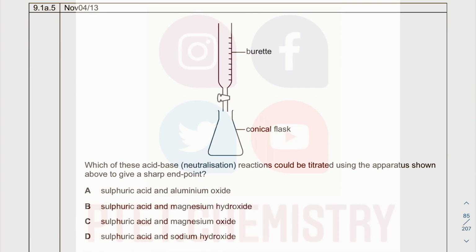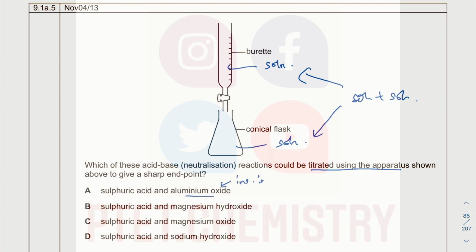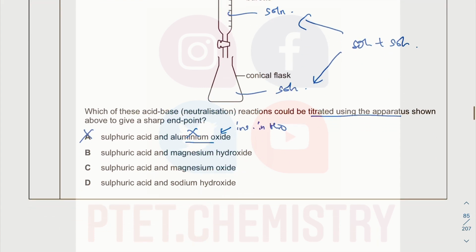So this is saying which of these neutralizations could be titrated using the apparatus. So this has to be a solution. This has to be a solution. So we are talking about solution plus solution. All right. Aluminium oxide is insoluble in water. You can cross that out. All right. Magnesium oxide, sodium hydroxide, magnesium hydroxide.